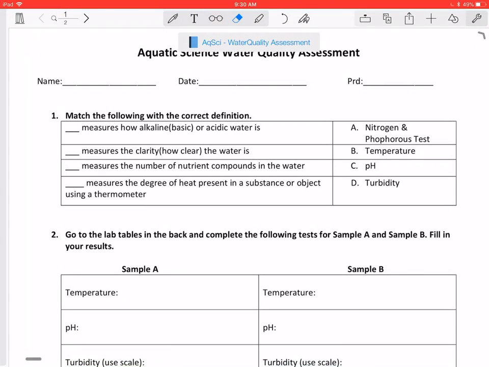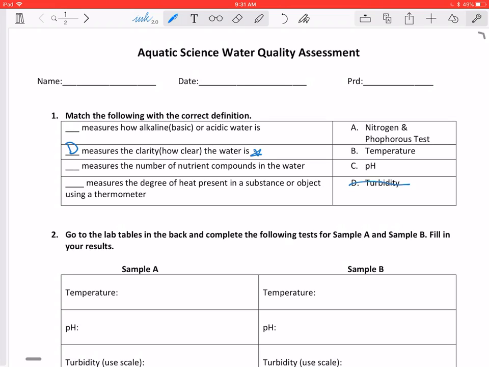All right, let's go over our water quality assessment here. So let's start off with number one. Make sure I've got my red pen on. So number one, again, what I like to do with these questions is I like to find the first definition that I really know 100% for sure, and then narrow it down from there. So I know for sure that this first one right here, measures the clarity or how clear the water is, that is D, or turbidity.